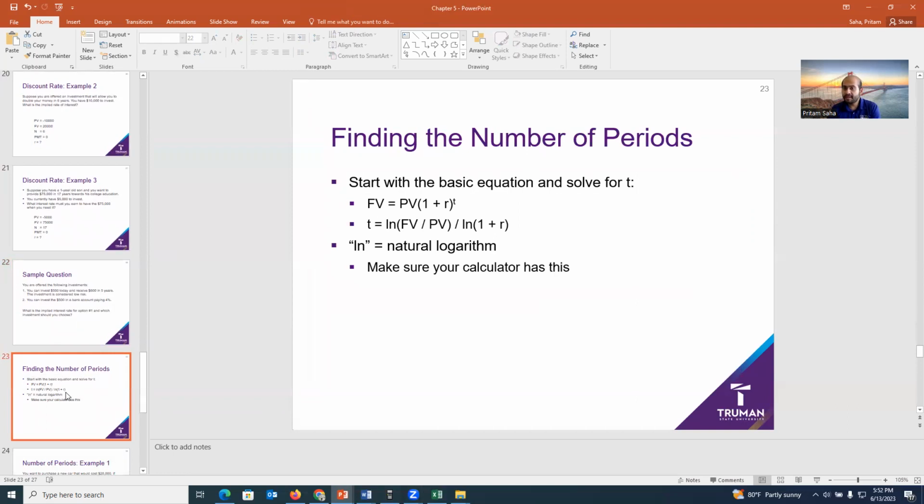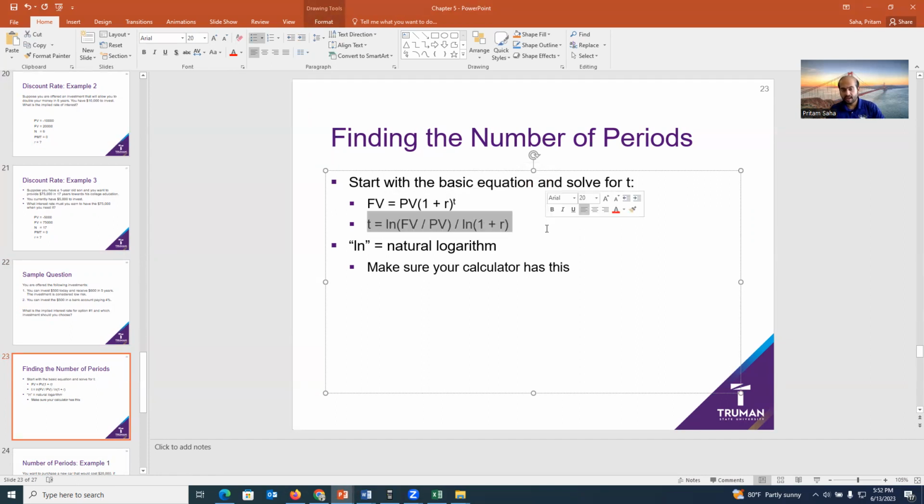Finding the total number of periods. Again, starting with the same basic formula. I'm not going over how we convert the formula. It's basically you need all this information, plug in the function calculator, calculate T, which is N for the function calculator.